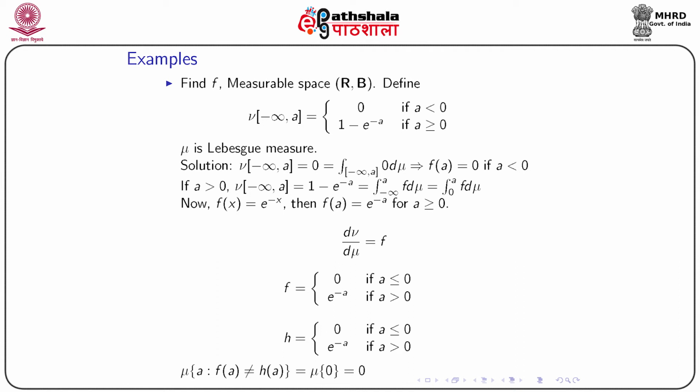Now how to show the uniqueness? Suppose I define f as 0 if a is less than or equal to 0 and e to the power minus a if a is greater than 0. Similarly, I denote h as 0 if a is less than or equal to 0 and e to the power minus a if a is greater than 0. Then if I take the set for which f is not equal to h, that is mu of the collection of a such that f of a is not equal to h of a, I don't have any such member. So mu of phi equals 0. So it shows that this is unique too.